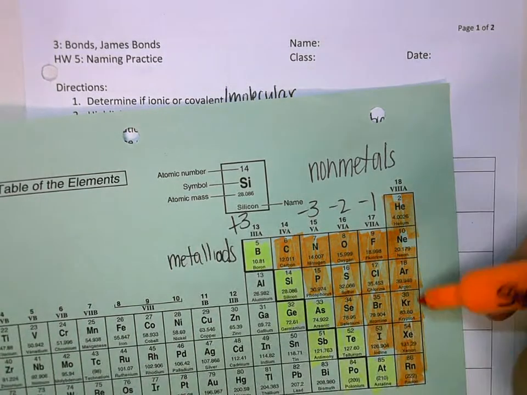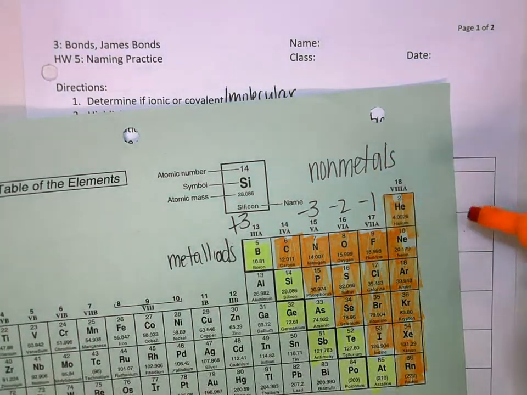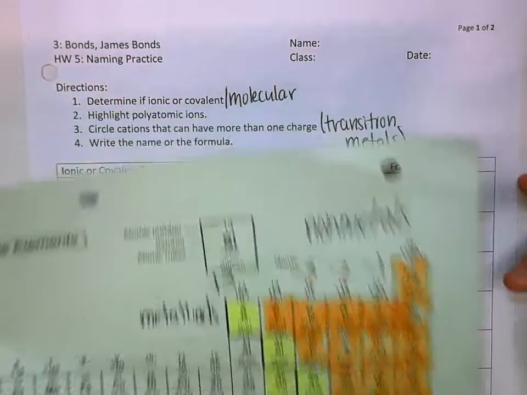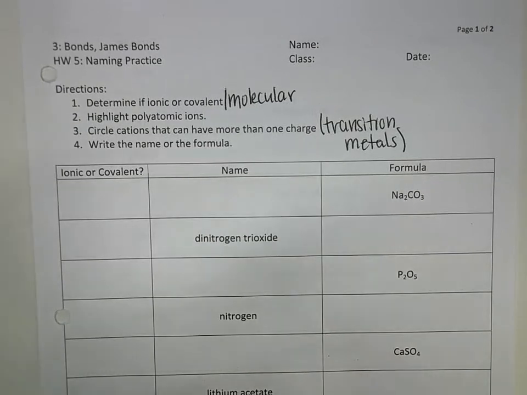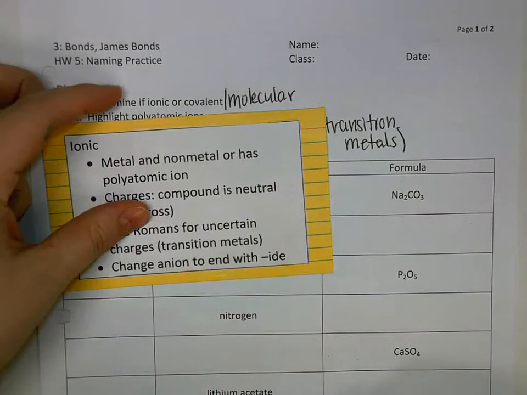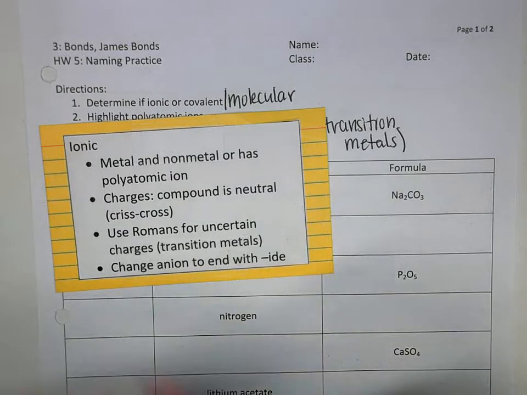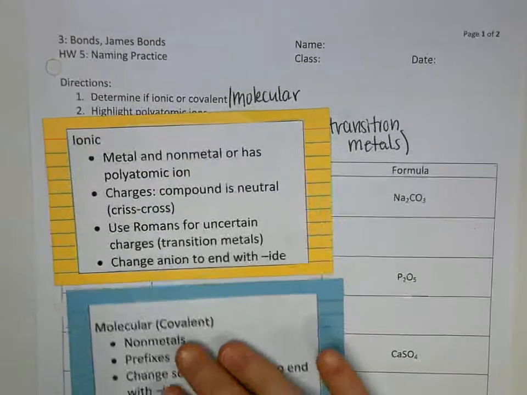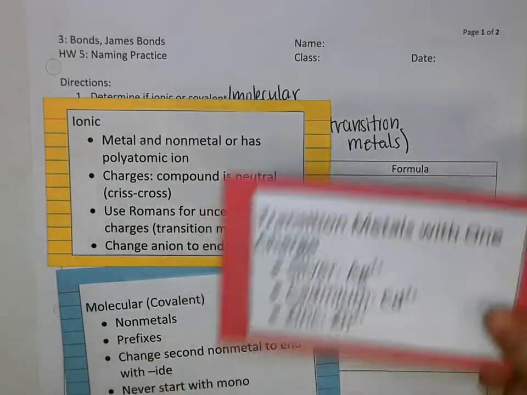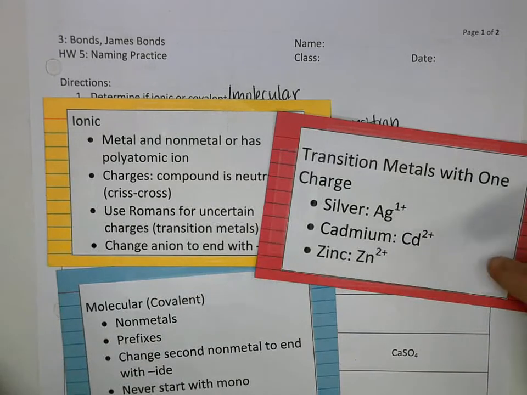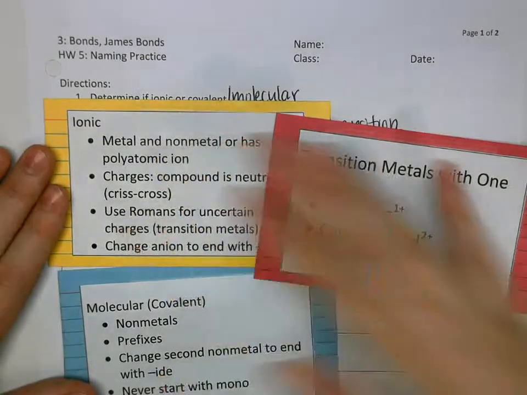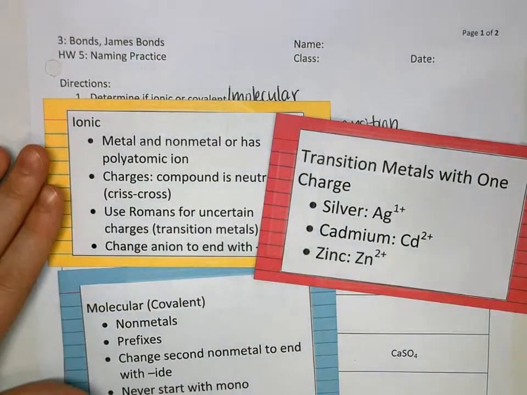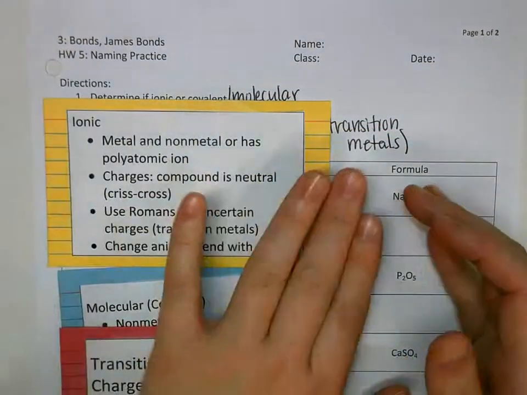So once we have our table of elements all labeled, this will be our tool that we will use during our homework to name. Next thing that you can do, I've got some flashcards here. So I've got a flashcard that talks about ionic and a flashcard that talks about molecular, aka covalent. And then I've got another flashcard that has the transition metals that have only one charge. So I have these printouts for you, and you can take a copy home and make them into note cards that you can use to help you study.